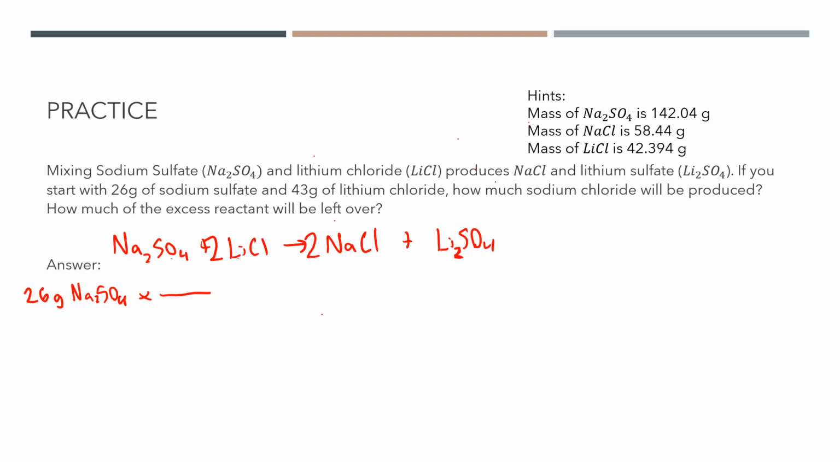We want to convert that to moles. And the molar mass of sodium sulfate is 142.04 grams per mole. So that cancels out. So that's moles of sodium sulfate. Now we want to convert, for every mole of sodium sulfate, how many moles of sodium chloride are produced? Right here we have a 1 in front of sodium sulfate, and we have a 2 in front of sodium chloride, so we know that there's going to be 2 moles of sodium chloride produced.